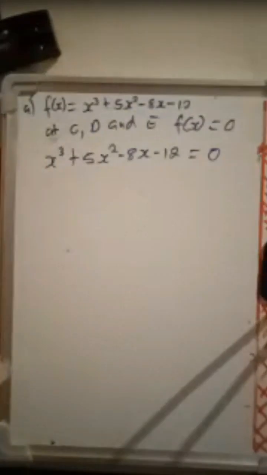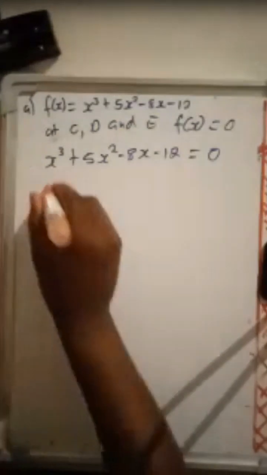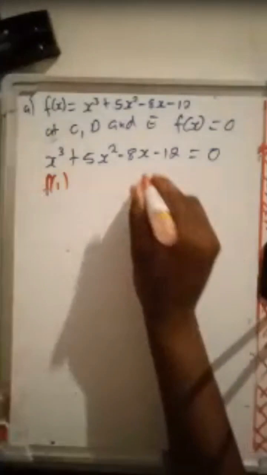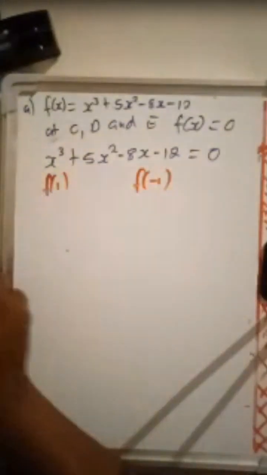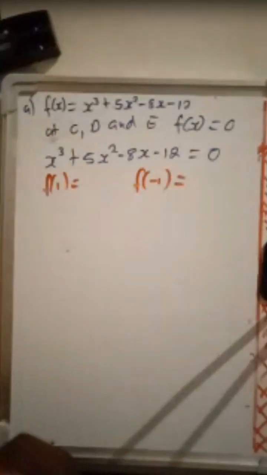So what are we supposed to do? We are supposed to use our knowledge of cubic polynomials in order to solve this. Let's try and find the first factor. Let's try f of 1. Another one, for us to be fast, try f of negative 1 and see which one gives us 0. I'm going to wait for you guys so that you can give me the solutions.